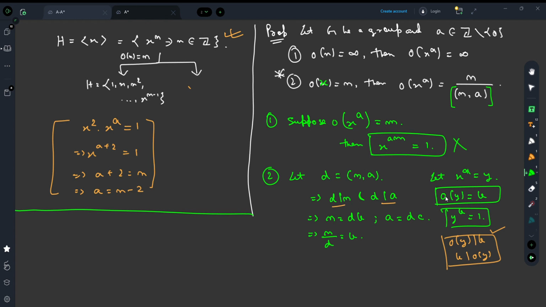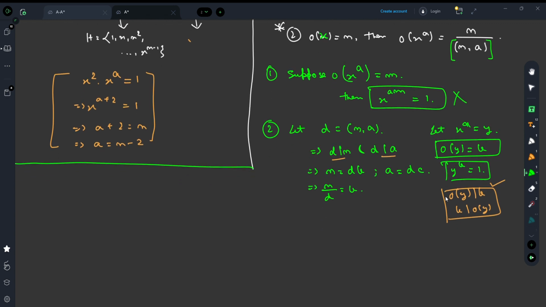Now y to the power b is 1, that's quite trivial. We will show it obviously, because observe that what is y to the power b? By definition it is x to the power ab, right? Now what is b? b is n upon d. Or rather we can write a as dc. Let a be written as dc.